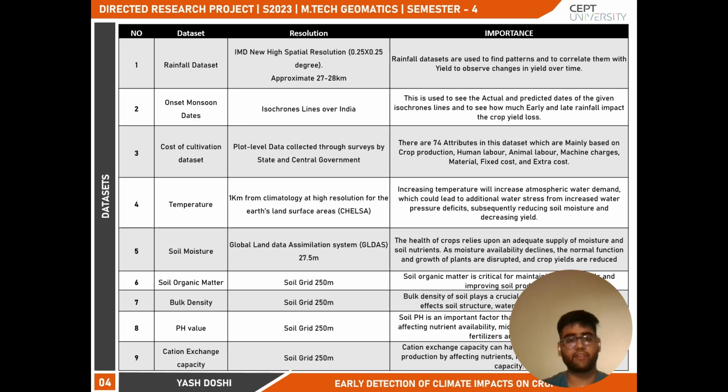These are the data sets which were used: rainfall data set, onset of monsoon dates, and cost of cultivation data set, which is product level data collected through surveys by state and central government. Also temperature data set, soil moisture, soil organic matter, bulk density, pH value, and cation exchange capacity.